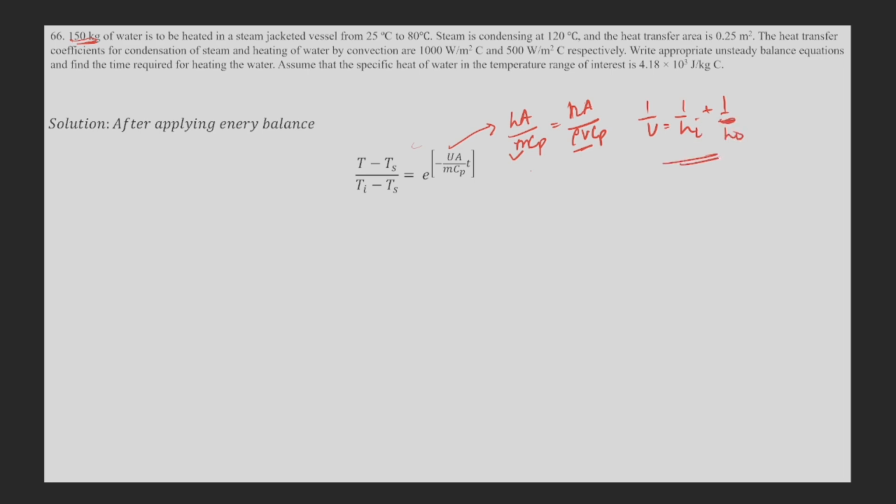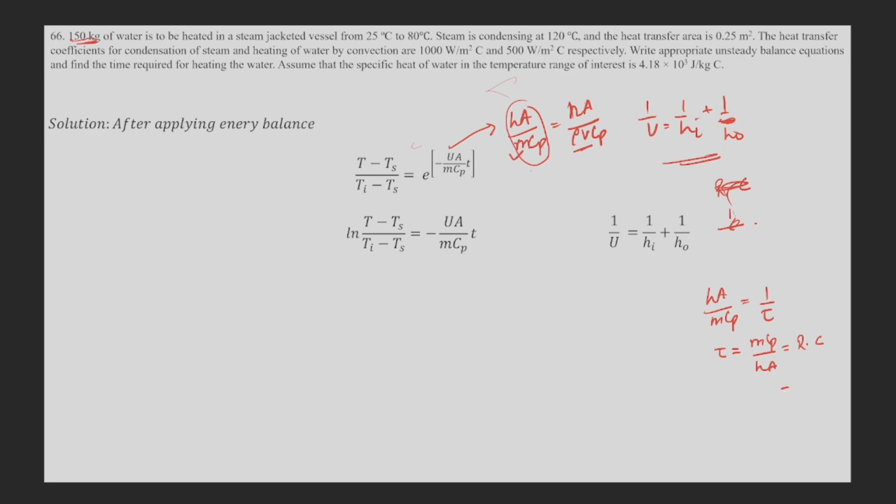Okay, so we have taken overall. So taking log both sides. Now U is this we have given. And you know that HA upon MCP is equal to 1 upon tau. So tau is equal to MCP upon HA, which we have studied in instrumentation and process control. So it is R into C, resistance into capacitance. What is resistance? 1 upon HA is resistance, and capacitance is MCP. We have studied that, right?